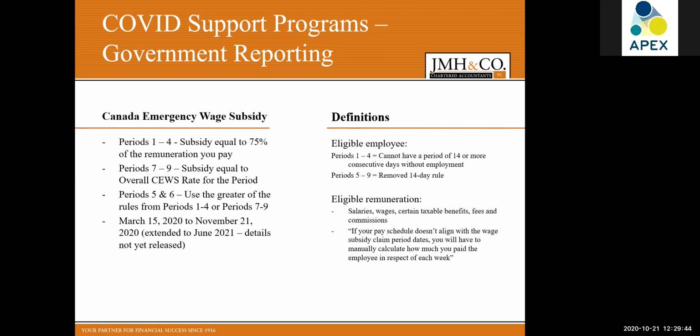Now, when we're looking at calculating wages under this Canada Emergency Wage Subsidy Program, for periods 1 to 4, you were required to have baseline remuneration for each of your employees. And when you calculated the payroll subsidy, you were getting either 75% of your baseline remuneration, or if that baseline dropped significantly, you could actually get up to 100% of the actual pay in that period.